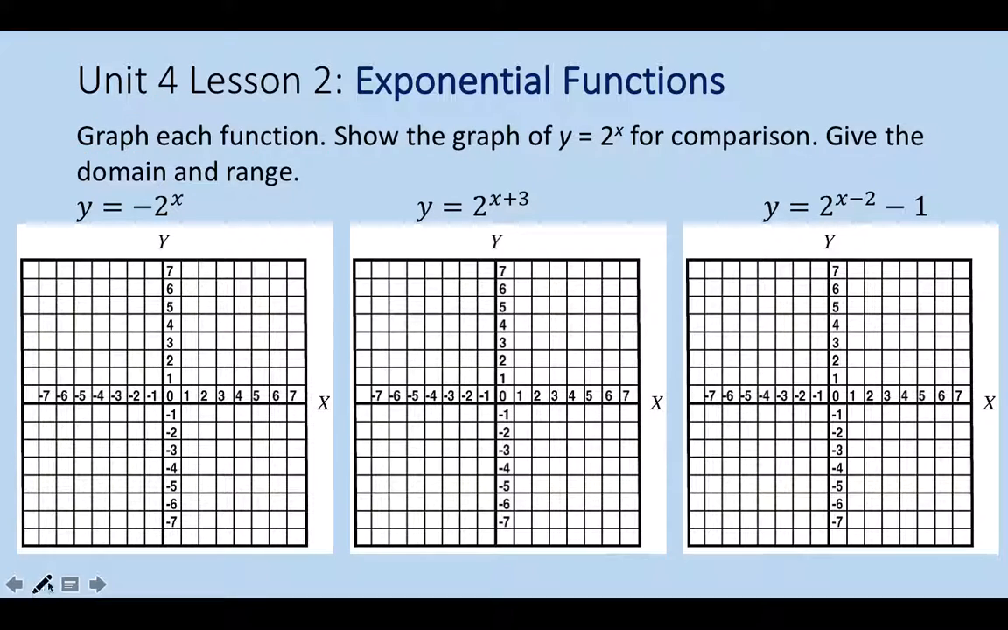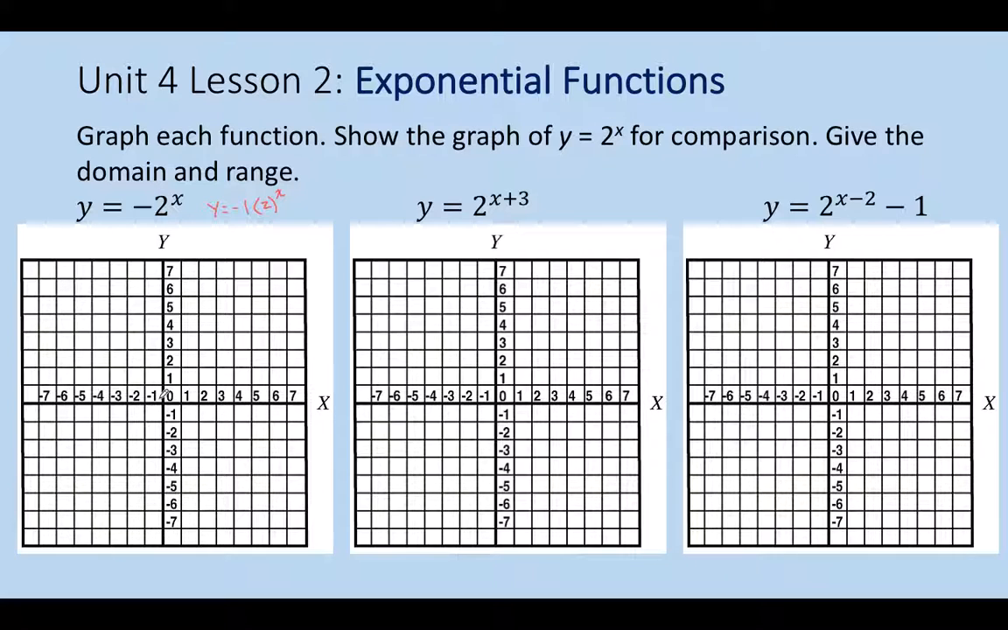All right, well, let's take a look at some examples. It says graph each function, we'll do that, and then graph the function of y equals 2 to the x for comparison. Give the domain and range. So here, this one's a little bit tricky. You might think, if you remember earlier, we said you can't have a negative rate. Well, this actually isn't a negative rate, although it kind of looks like it. What this is is -1 times 2 to the x.